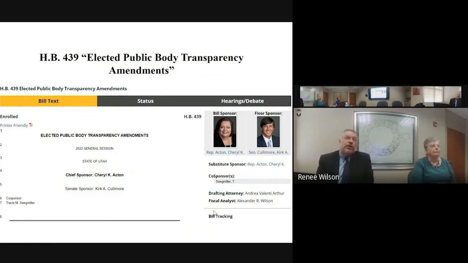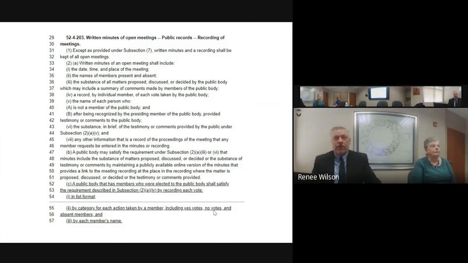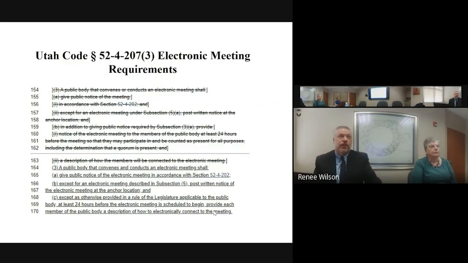Elected public body transparency amendments. Now this one might be a little more involved. In the written minutes of open meetings, it now has at C, a public body that has members who are elected to a public body shall satisfy the requirement in 2A4. You look up 2A4: a record by individual member of each vote taken by the public body. It's by category for each action taken by a member, including yes, no votes, and absent members, by each member's name. In other words, we want to make sure that we know exactly what the votes are for everyone. That's an important thing, and so we've now put it in statute.